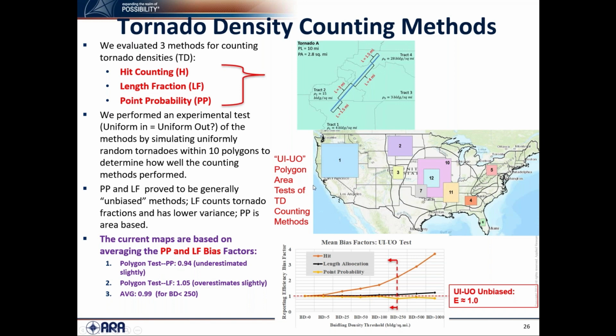Then with this uniform in, uniform out testing, we asked what the bias is for these different fraction counting methods. The bottom right picture here shows that if you just count hits, you end up overcounting, as you can imagine, because the same tornado goes into 4 different census tracts.